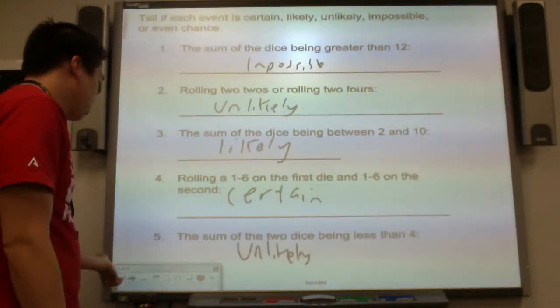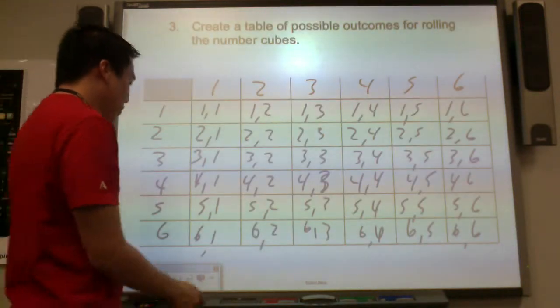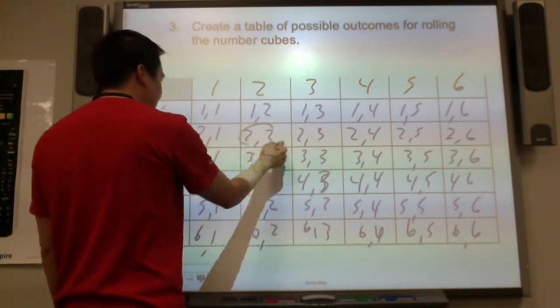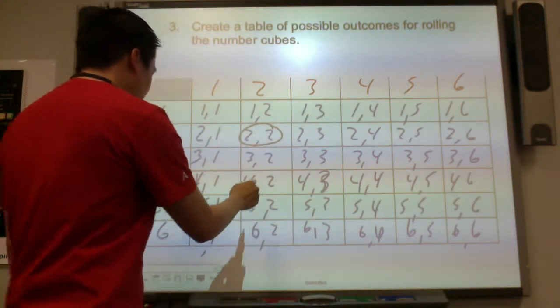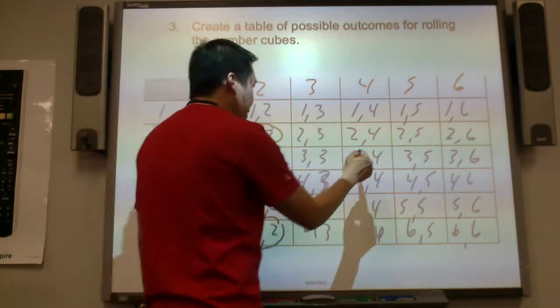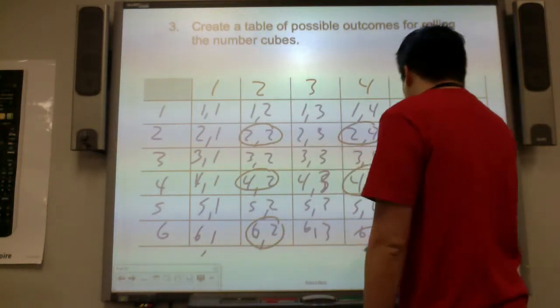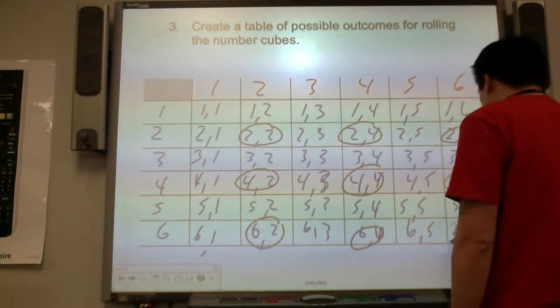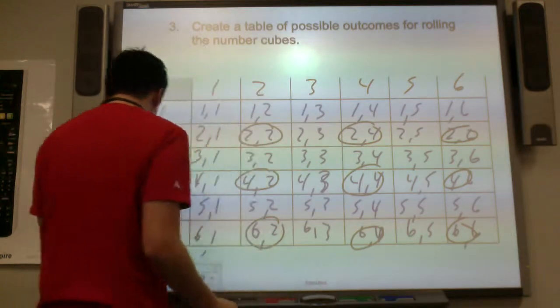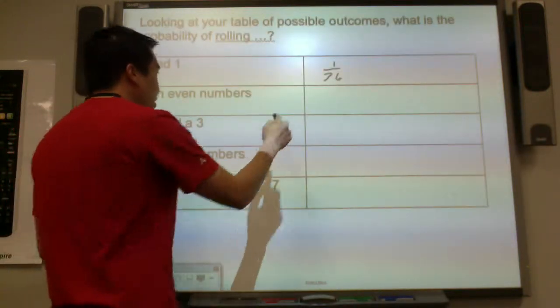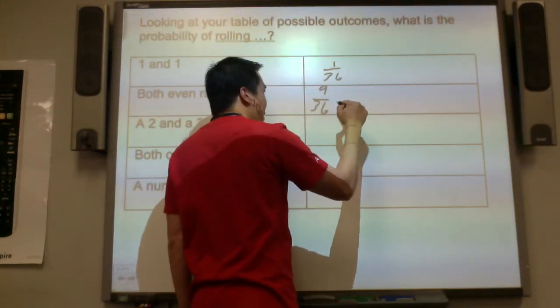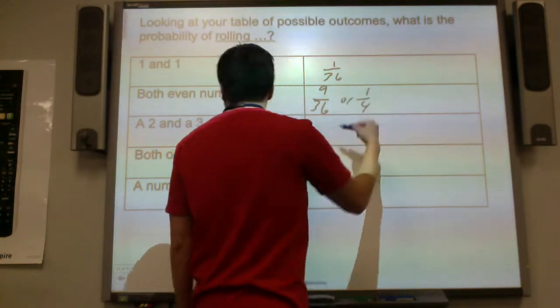Both numbers have to be even. Let's see. This is both even. This is both even. This is both even. This is both even. This is both even. Both even. Both even. Both even. That is 9 out of 36. We simplify, break it down by 9, which is 1 out of 4.